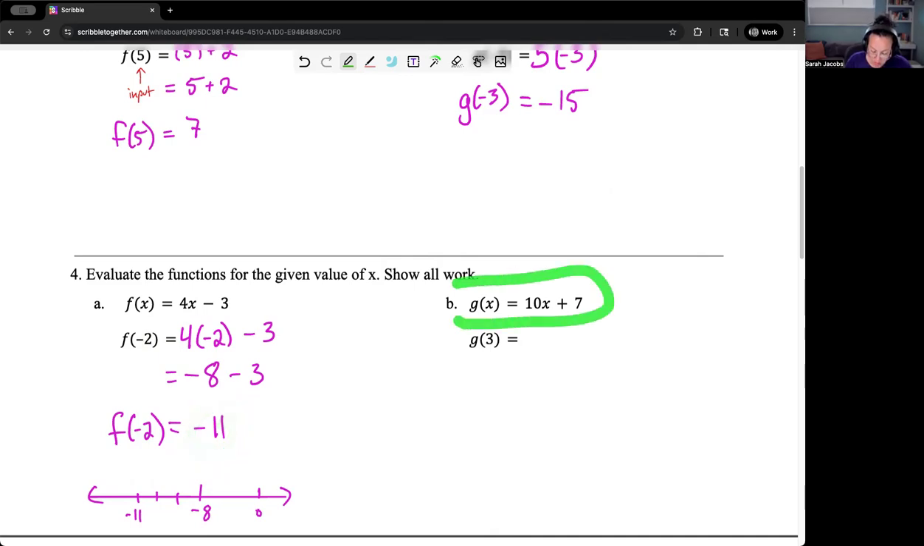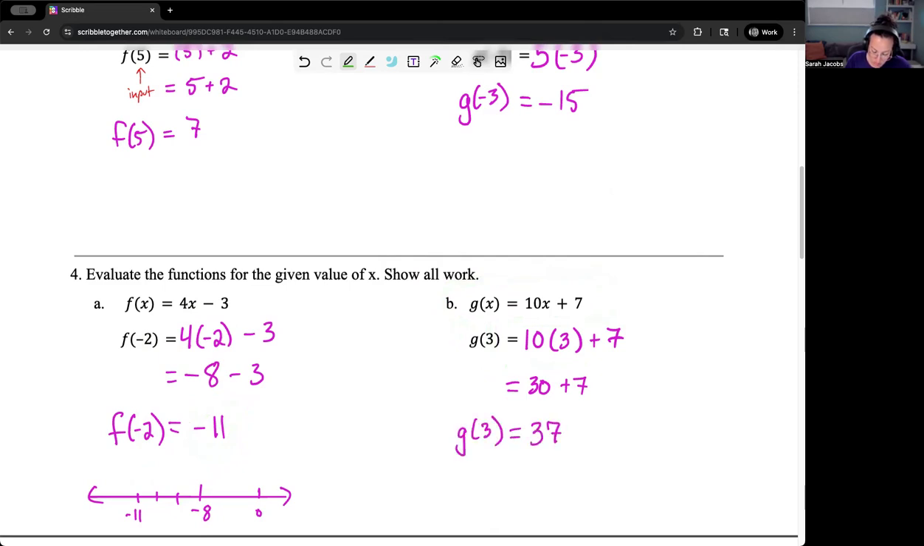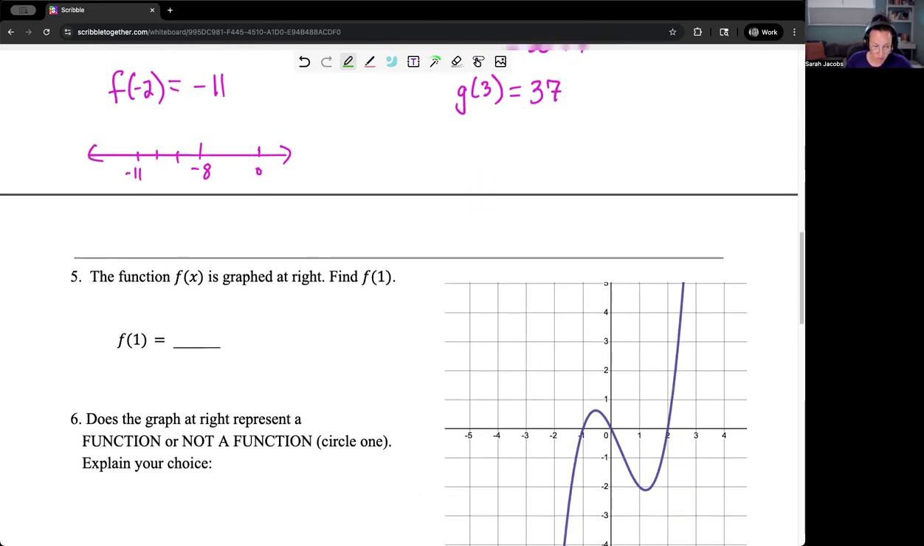Same thing over here, g of x is equal to 10x plus 7. I'm going to rewrite the function and replace the spot where x is with parentheses. Now it's telling me the input is positive 3, so that's what I'm going to put in the place of all the x's. And then I simplify. So 10 times 3 is 30. 30 plus 7 is 37. So g of 3 in this case is 37. So when 3 is our input, 37 is our output. Okay. Onward and upward.